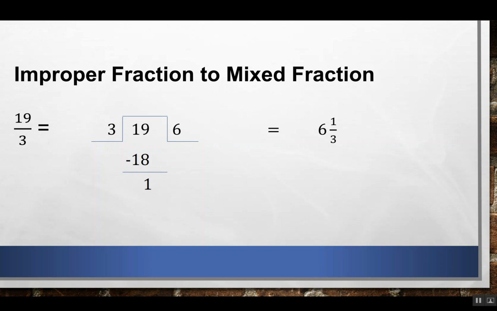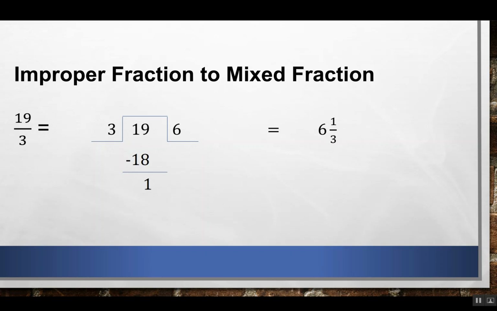We divide it by 3, and the first number is going to be 6, and then 18 will come down and we'll subtract it, and it will equal 1. In the 3's table, if we multiply 6 times, it comes to 18. So 6 will be the quotient, 1 will be the remainder, and 3 will become the denominator. This way we have converted an improper fraction to a mixed fraction.